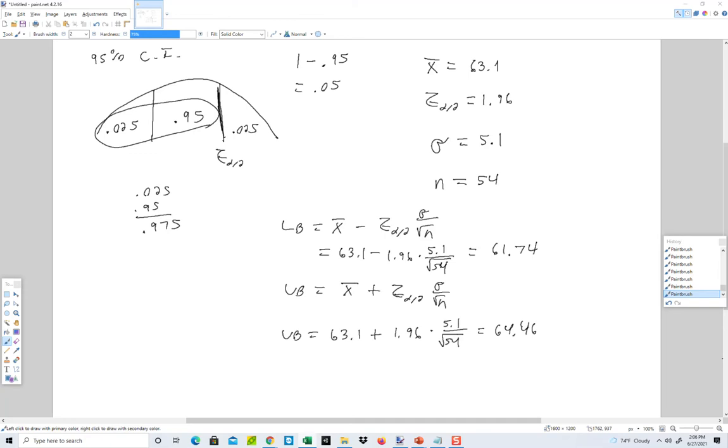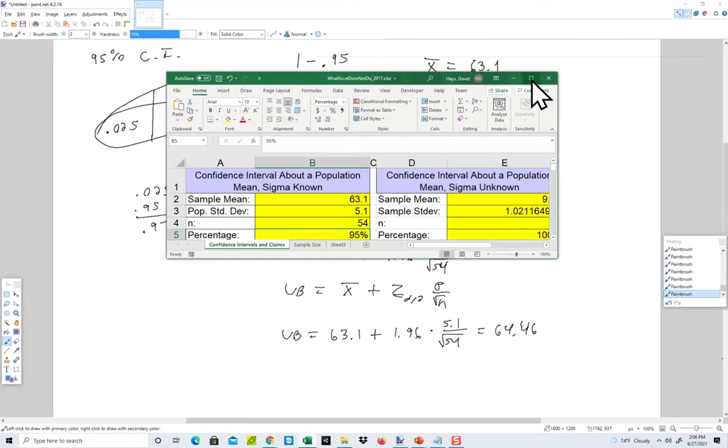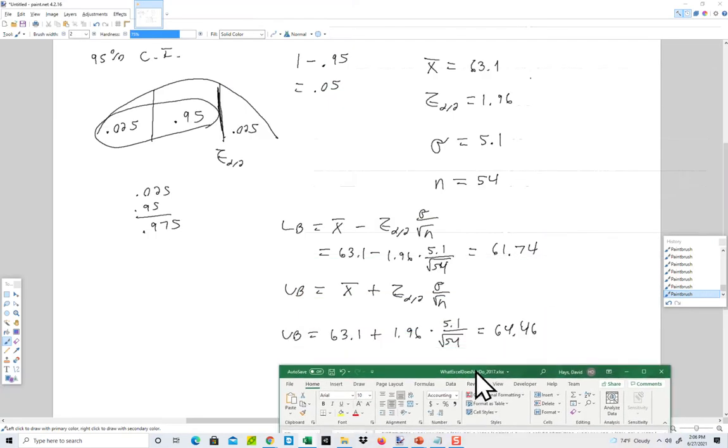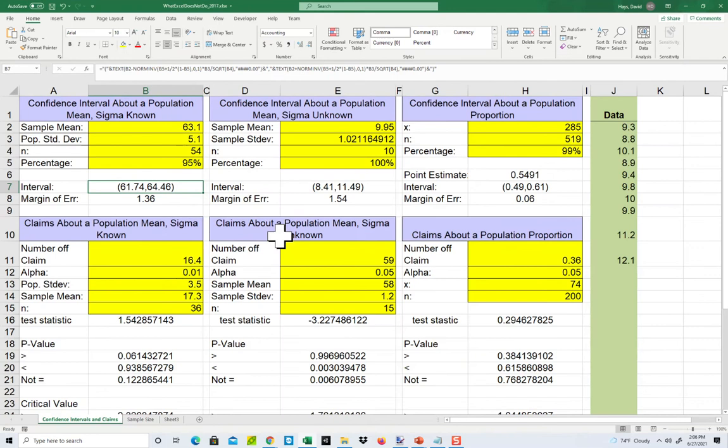Now, if you've watched the Excel version of this, you see how I got 61.74 and 64.46 there? So it gives you the same result. So even if you love doing things by hand, I definitely recommend using this spreadsheet to check your answer, because you should get the same answer in terms of your confidence interval.